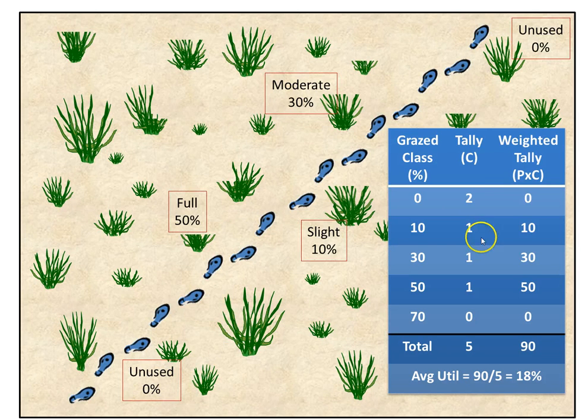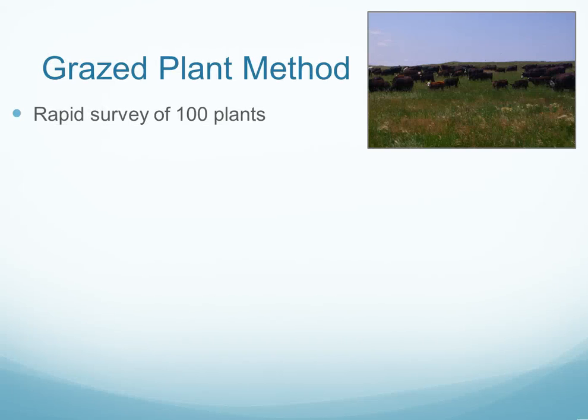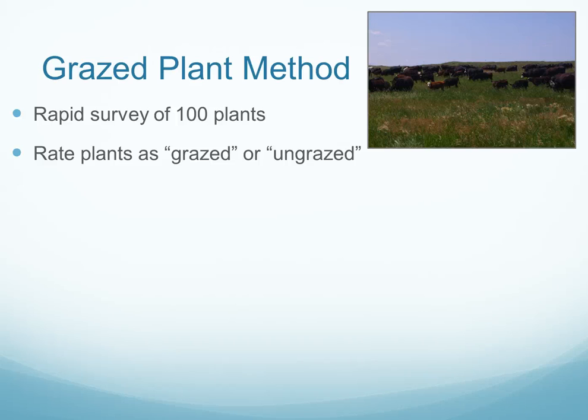We also have 1 plant that was classified as slightly grazed, 1 that was moderately grazed at 30%, and then one that was fully grazed at 50%. This would calculate out on a sample size of 5 to 18% utilization overall. Another method that's used in some situations is the grazed plant method.